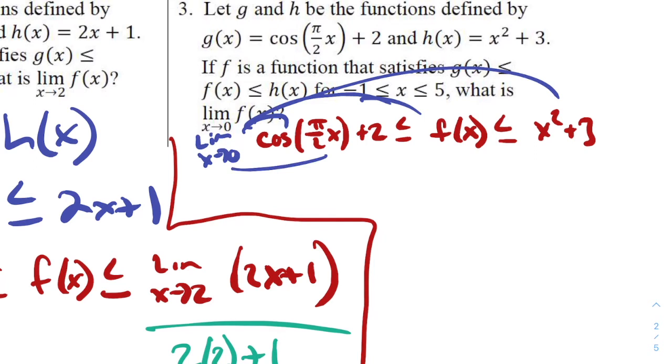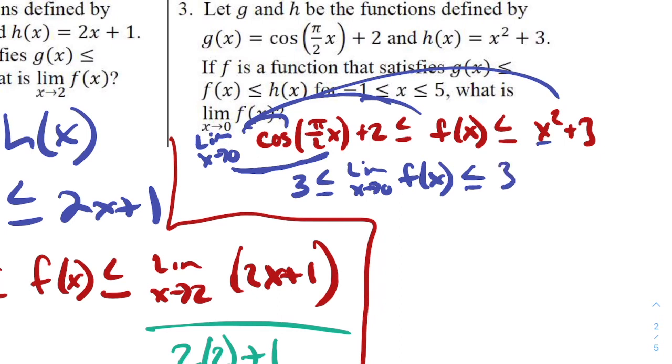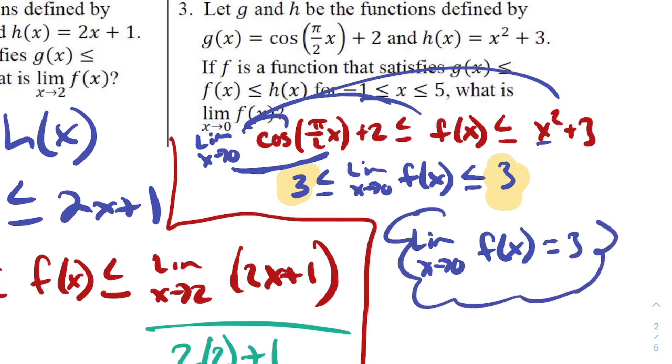If we substitute the 0 in for our x, we end up with cosine of 0, which is simply 1. So 1 plus 2 gives us 3. That's going to be less than or equal to whatever the limit as x approaches 0 of f of x is. And if we substitute 0 in for x over here as well, we get 0 plus 3, which is 3. Notice these two values are equal to each other. That means the limit has been successfully squeezed between these two functions, and we can conclude that the limit as x approaches 0 of f of x has to equal 3. That's our final answer for problem number 3 using the squeeze theorem.